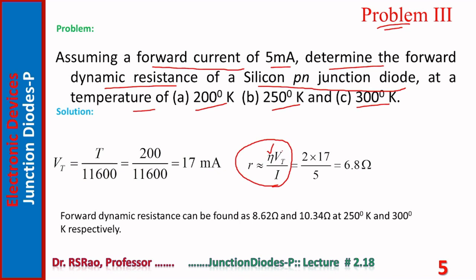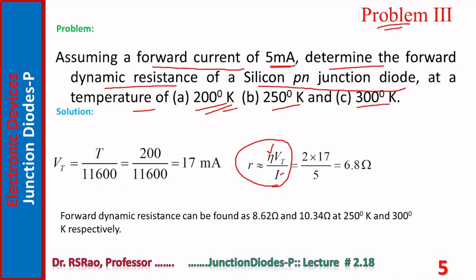Vt is T by 11,600. It varies with the temperature. It is given that forward current is 5 milliamperes. So I is given, eta is known, and Vt varies with the temperature. Substituting these values, dynamic resistance can be found without any difficulty.